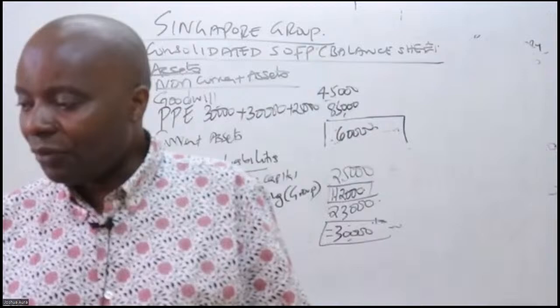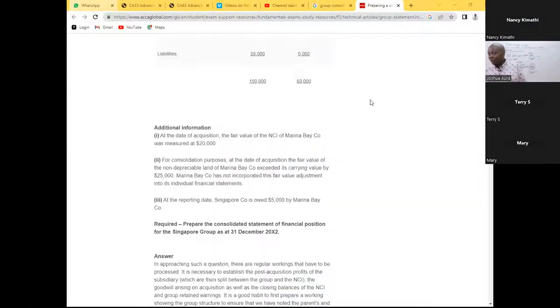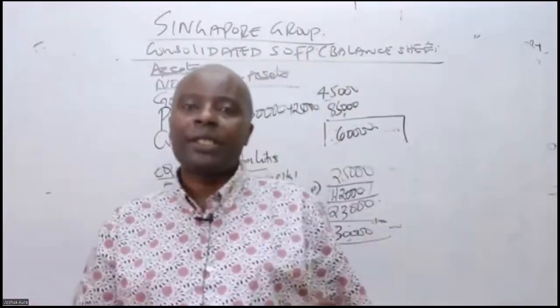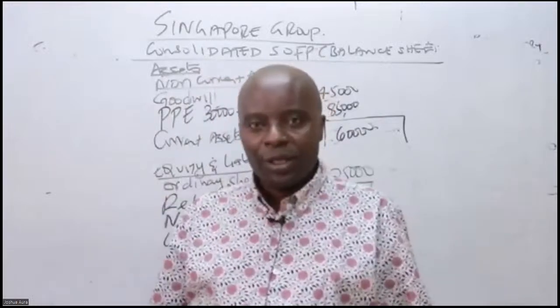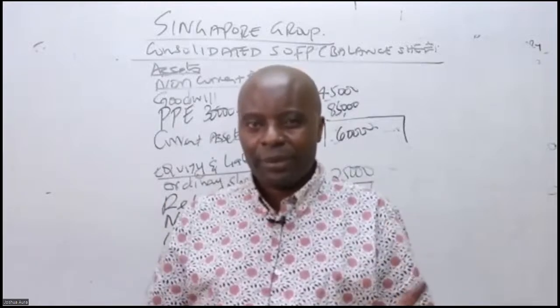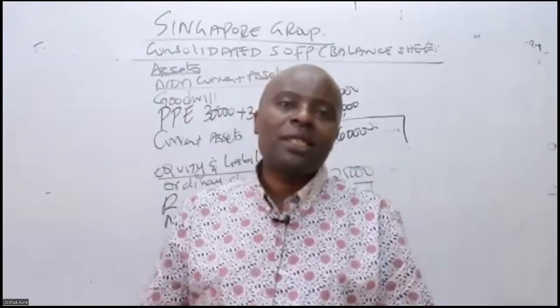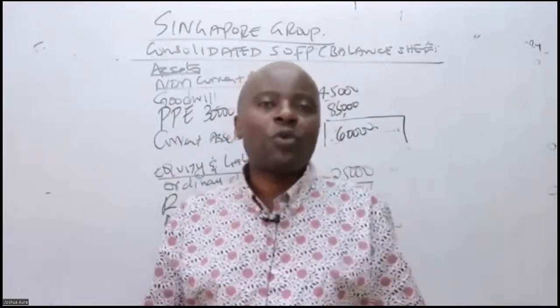So then, ladies and gentlemen, after that, I will come back here and read. If you look at note 3, at the reporting date, Singapore company is owed 5,000 by Marina Bay Company. So Singapore and the Marina Bay are one and the same thing, just like departments of the same organization. So if one department borrows money from another department of the same organization, there's no way we'll be able to keep in our books like we owe each other. This is the same organization. It is the same group.